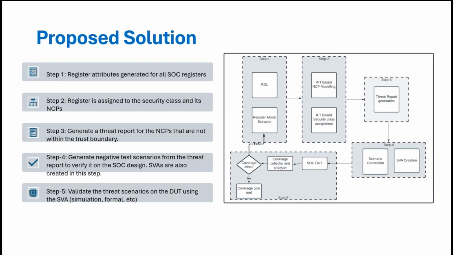In the first step, we have the register definition language. We extract that RDL information for all the registers. Then we model all the access permissions using a technique called information flow tracking, in which we mathematically model all the access permissions of all the registers which are accessible by all the agents in a given system.